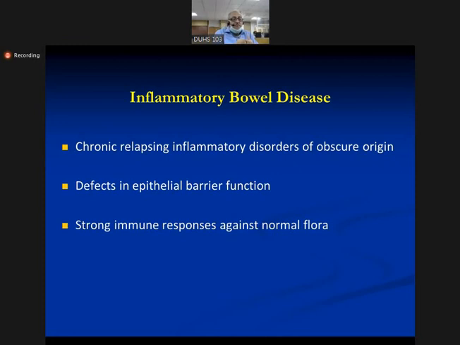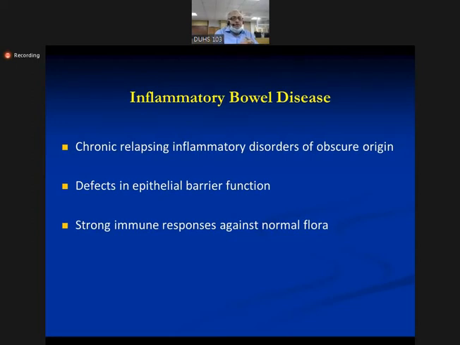an inflammatory response there. The third theory about their origin is a strong immune response against normal flora. It means the normal immune response in the gut associated immune system is somewhat deregulated or exaggerated, leading to inflammation of the bowel wall.